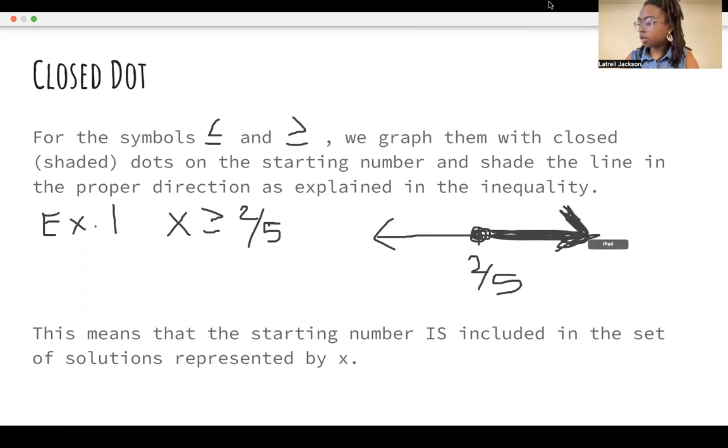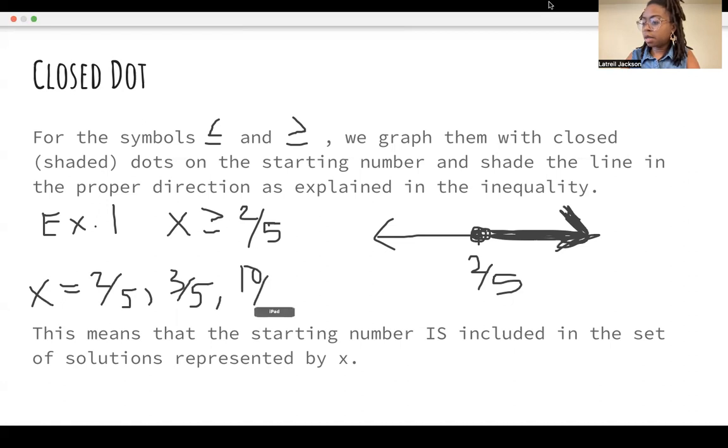All right. So some possible solutions could be 2/5. So 2/5 is one of the solutions. It could be 3/5. It can be 10/5, which would be what? 2. Okay. So those are some solutions. Let's try another one.